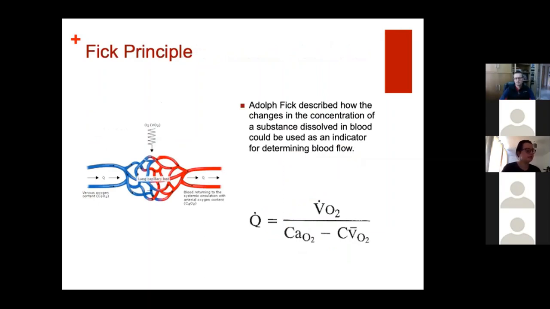So, the Fick principle. Adolf Fick was a very clever man who described the changes of the concentration of a substance dissolved in the blood. So we can use that principle and actually calculate the content of the substance in the blood. It's actually times the cardiac output, and it's the difference between arterial and venous concentration. On the bottom, you've got the Fick equations and how exactly it works. We can calculate the cardiac output knowing the oxygen consumption, which we can calculate from spirometry. There was an old paper about it. And then arterial oxygen content minus mixed venous sample content.